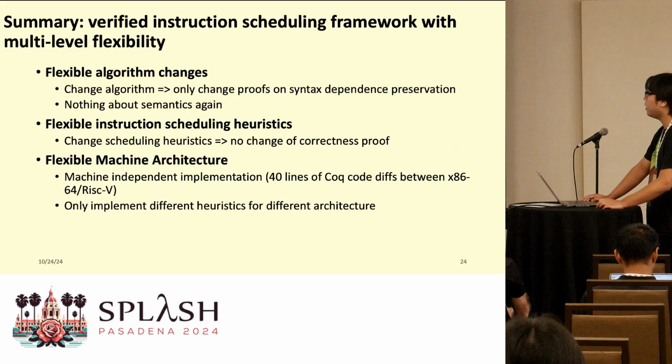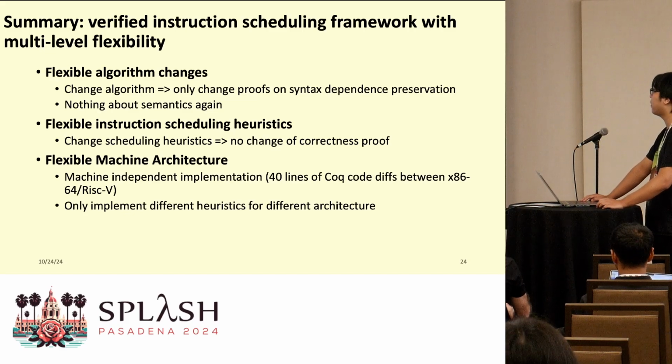So the summary of this paper is we did the first step on how to verify the instruction scheduling passes formally and did a full proof, not translation validations. And I believe we have multiple levels of flexibility. We are flexible on algorithm changes. When you are changing the algorithm, we only change the proof that it preserves the syntax dependence. We don't have to touch the proof on semantics again.